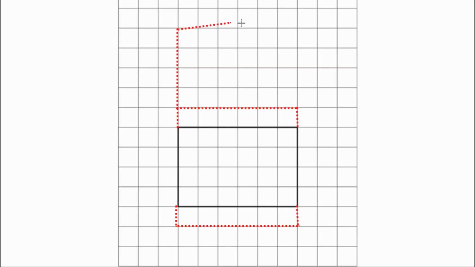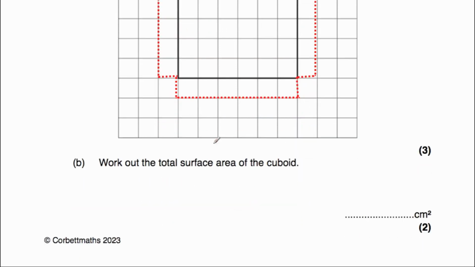So it needs to be identical to the base, which has been done for us. So that's the base, the front, the back, and the top. Now let's do the left hand side and right hand side. So the left hand side would be 4 by 1, and the right hand side would be 4 by 1. So it looks something like that. Okay, and part B says, work out the total surface area of the cuboid.